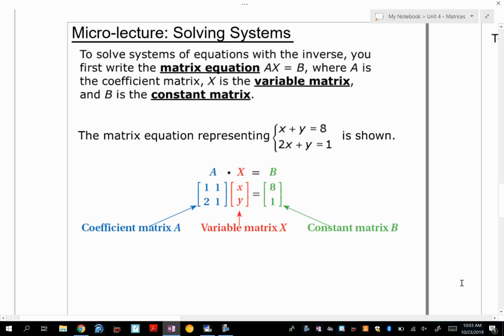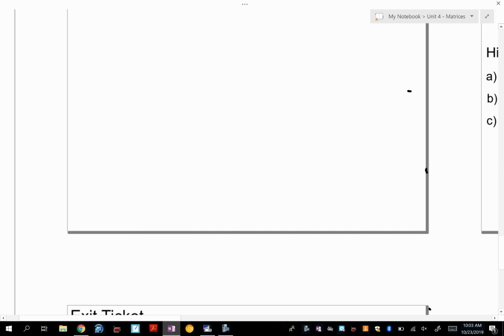Okay, so now that you've had a chance to practice how to find the inverse of a matrix, we want to make sure we know how to write a matrix equation to solve a system, all right? So this is going to be very complicated, probably take about 20 minutes to do one problem, okay?